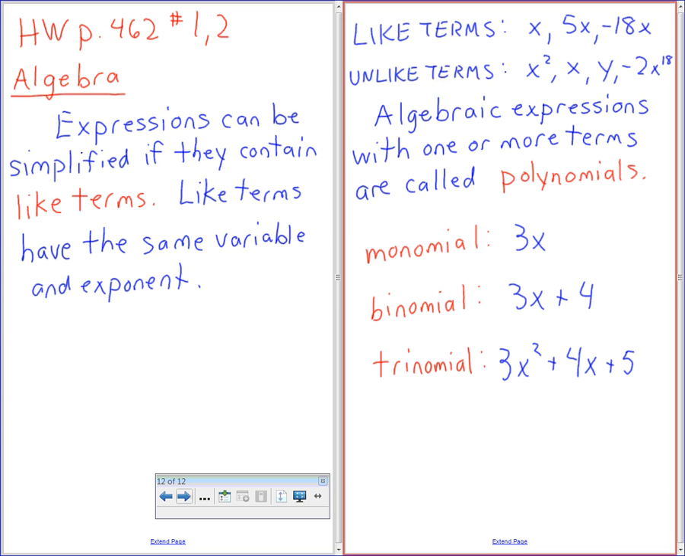A monomial will have one thing that can't be simplified. A binomial will have two things that can't be simplified, and a trinomial will have three terms that can't be simplified. I always get asked every year what's four things, a quadrinomial? I don't know, and I'm a math teacher. I just call it a polynomial with four terms. This should hopefully all be coming back from last year, and we're going to do some math with it right now.